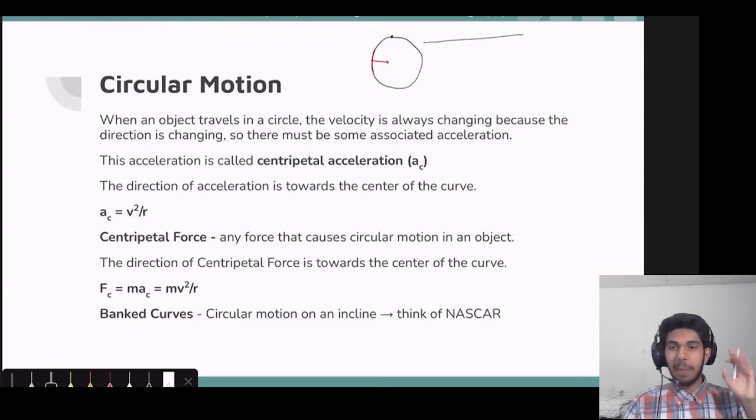Sometimes we're asked about banked curves. Something is negotiating a banked curve. So basically what's happening is we have an object moving in a circle on an incline. So I like to think about NASCAR. If you're familiar with NASCAR, there's cars and they drive around a track, right? But the track isn't necessarily flat. Sometimes it's angled, so that way the cars are traveling at an angle. So that's what a banked curve is. It's motion at an incline, like NASCAR. Cool, so those are the main concepts surrounding circular motion.